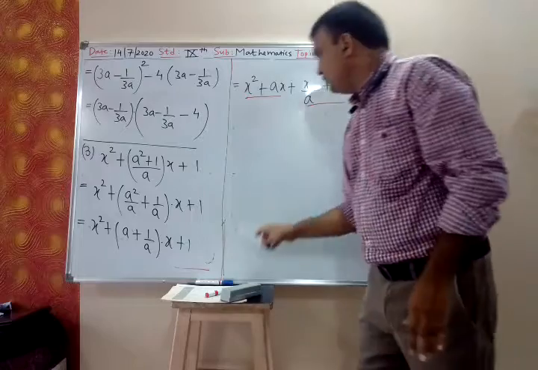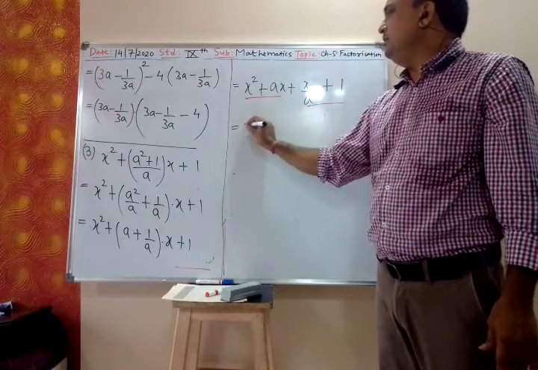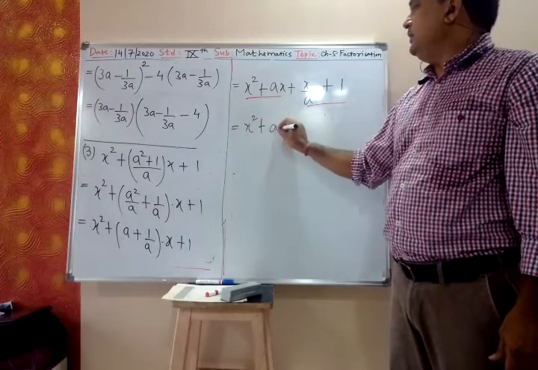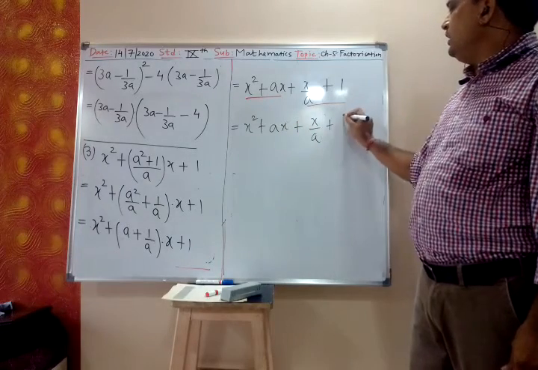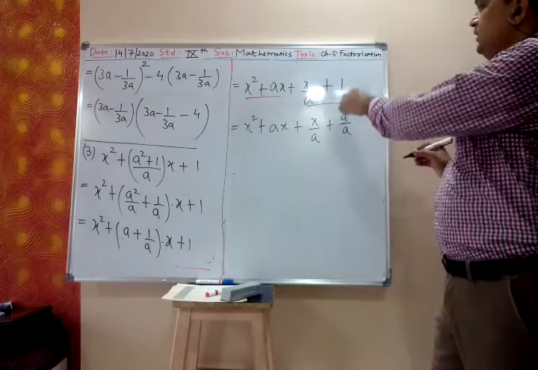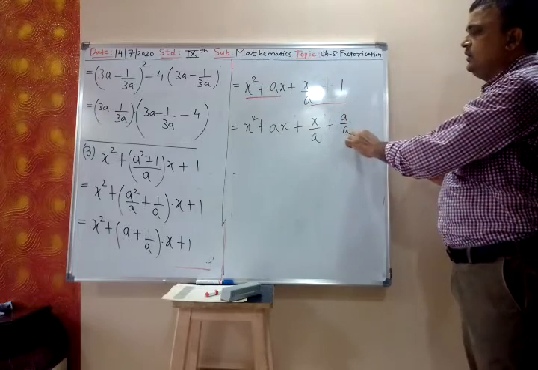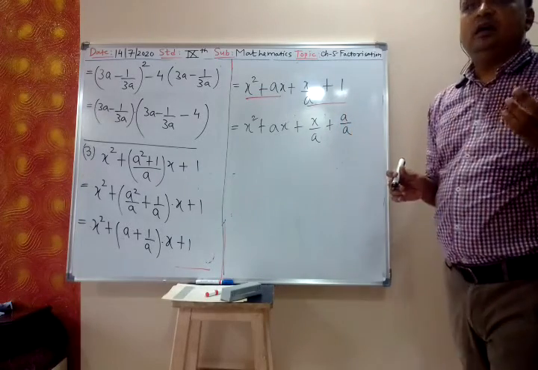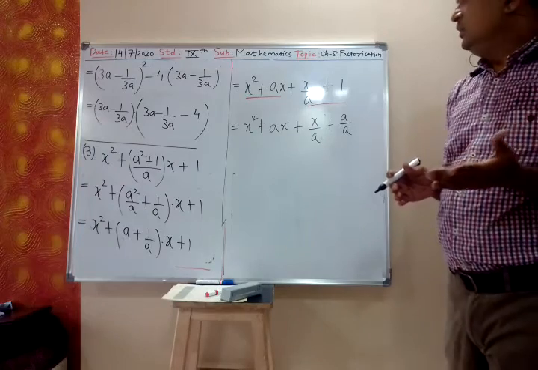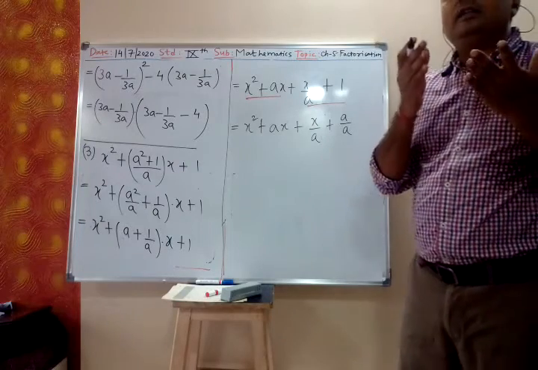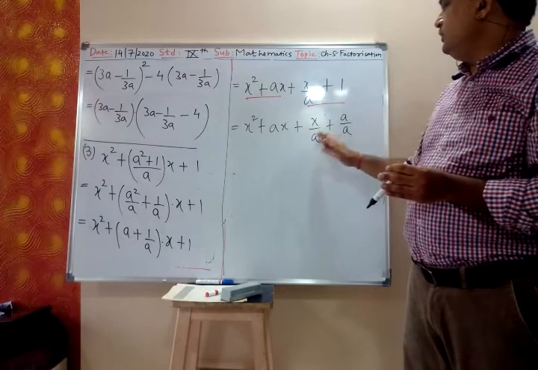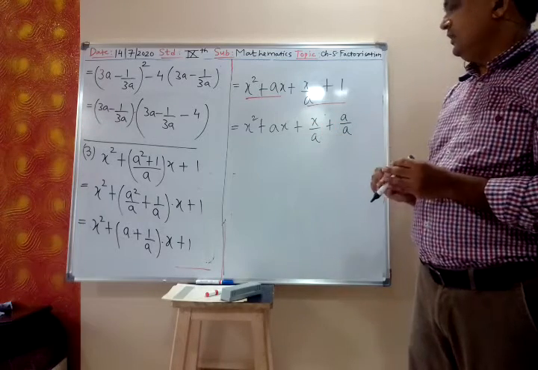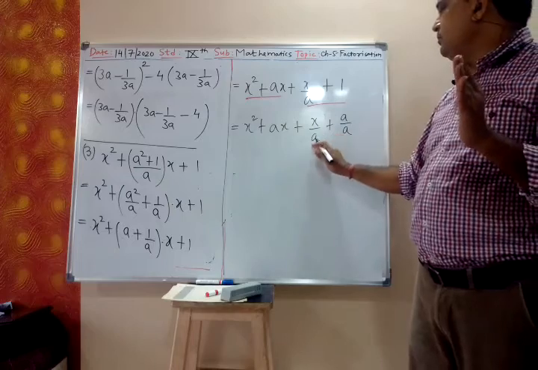Let me write one more step for your understanding. x square plus ax plus x upon a. Now 1 I can write as a upon a. All of you agree? The sum, yes, to make the denominator the same, so that I can take 1 upon a common.